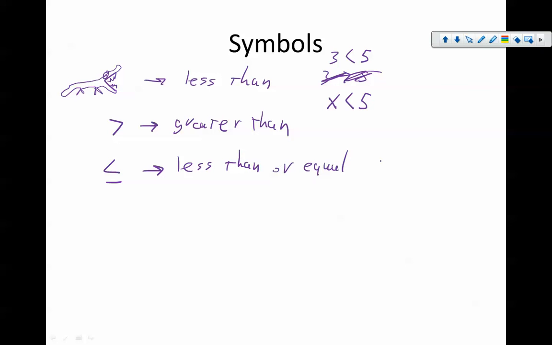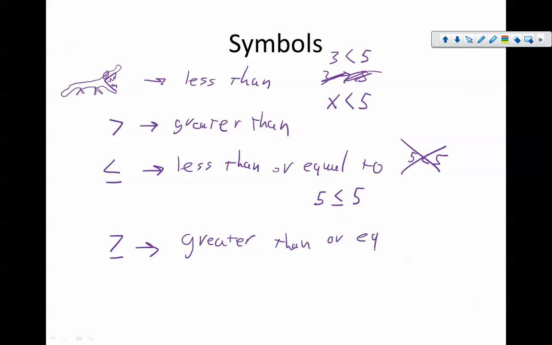and the only difference here is that if I were to write 5 is less than or equal to 5, that's a true statement, whereas up here, 5 is less than 5 is not a true statement, because 5 isn't less than 5. It's equal to. In the same respect, we have greater than or equal to. It could be a number bigger or the same. So 5 is greater than or equal to 5 is also a true statement because 5 is equal to 5.